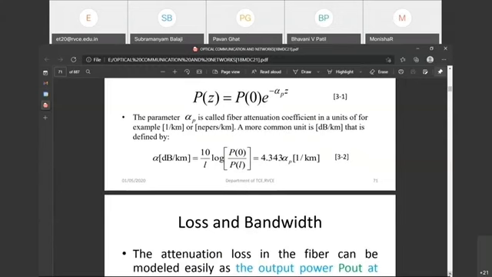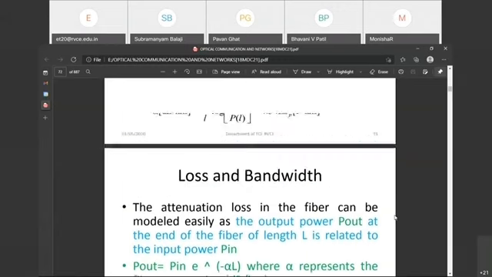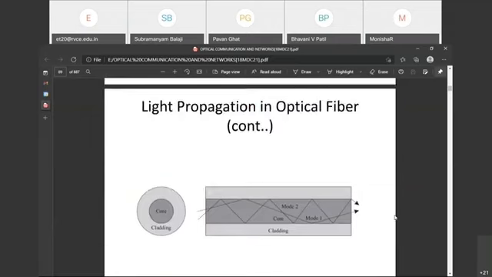Before going into this, there is one thing I need to tell you about. In the last class, we saw this diagram, and I would like to add a little more information. Here, see the light propagation we talked about.